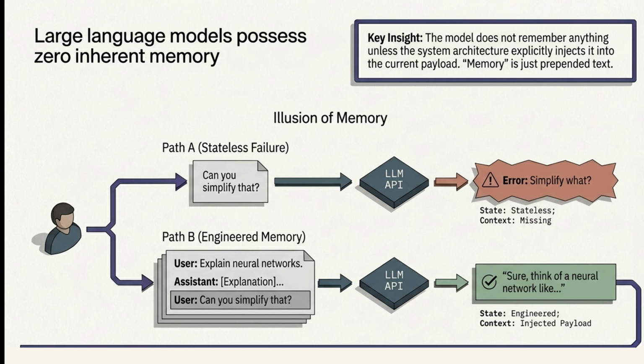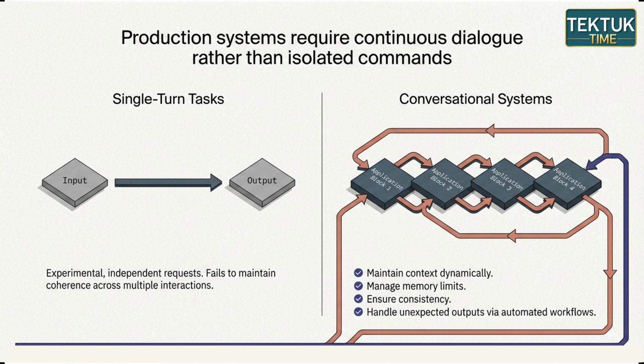Singleton tasks are just isolated experiments. They take an input, give an output, and then they die. Basically a glorified search bar. But true conversational systems, they demand dynamic context. They require strict memory management and automated loops to keep the lights on across multiple interactions. You aren't just writing prompts anymore at this stage. You're engineering a persistent state machine.